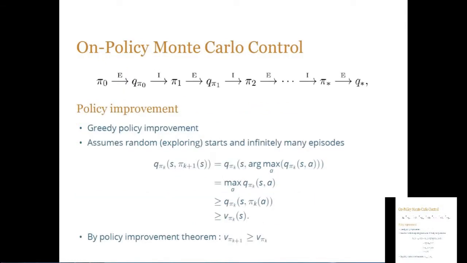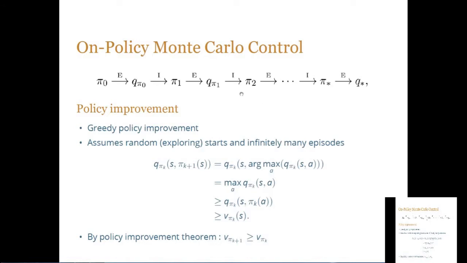So this is the idea of generalized policy iteration. We start with an initial policy, pi0, and then we perform an evaluation step. In the simplest case, we do full evaluation of the policy, and then we end up with a new Q action value function that we greedily improve by taking the maximum, and then we iterate this until we converge. So this is the idea.